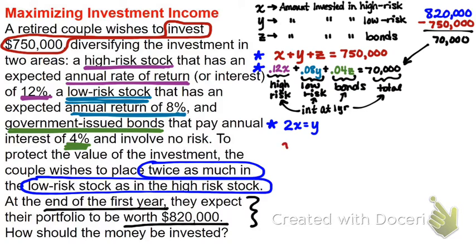All right, so I'm going to have x plus, and then I'm going to do my substitution here with 2x, plus z equals 750,000. And then I'm going to do a substitution down below as well. I have 0.12x plus 0.08 times 2x plus 0.04z equals 70,000.